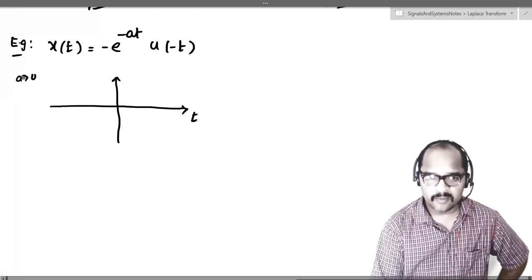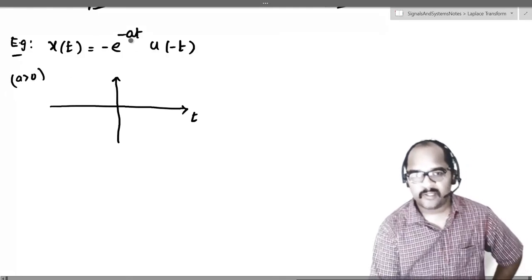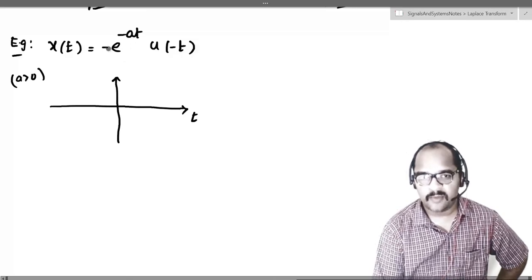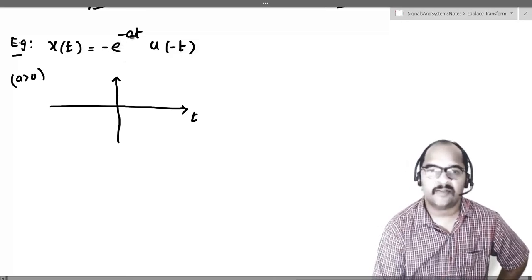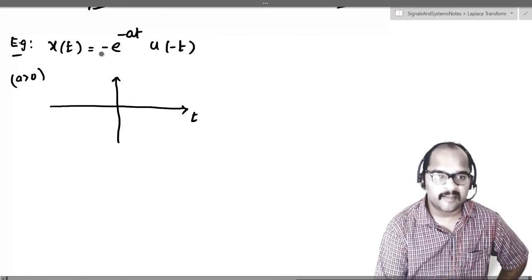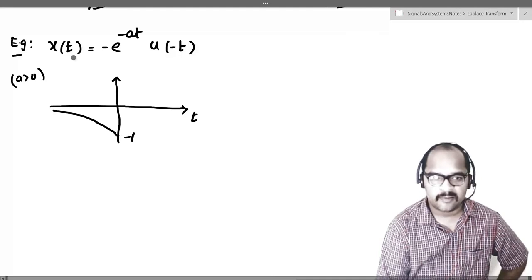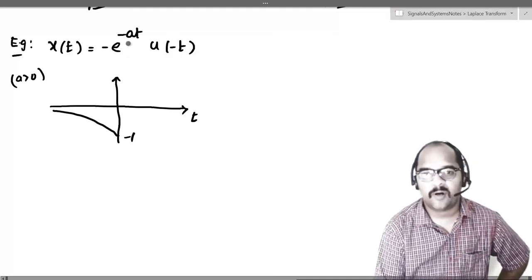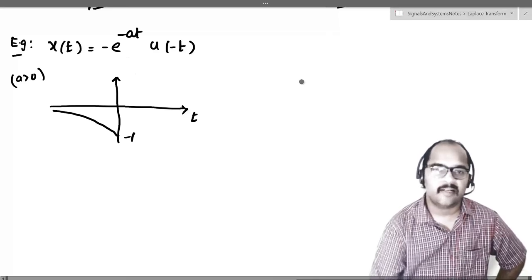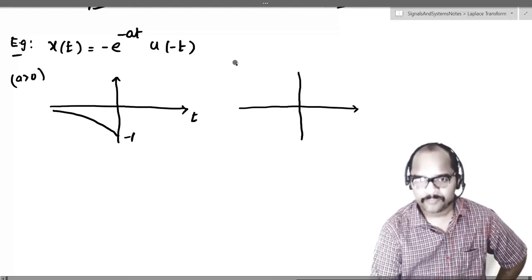Again, we'll consider two cases. One is a greater than 0. Let's say a is 1. So this is e power minus t u of minus t multiplied with minus 1. E power minus t u of minus t will be like this, multiplied with minus 1, so definitely it will look like this. So this is the plot of minus e power minus a t u of minus t when a is greater than 0.